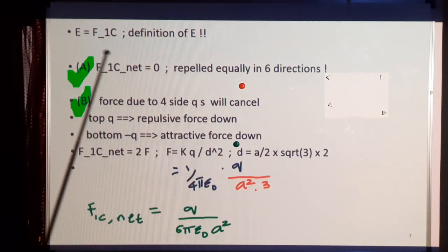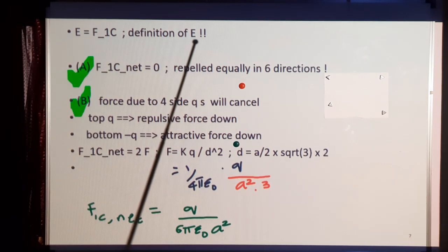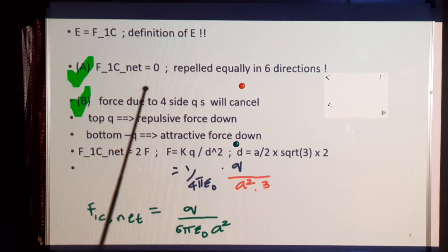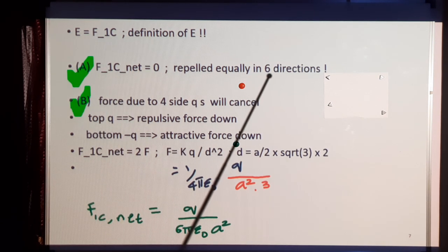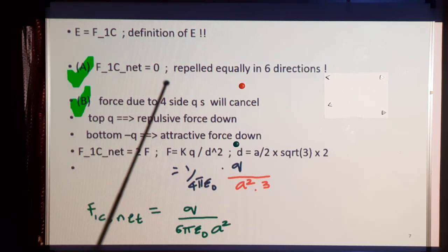So this is what I explained here. Electric field is the force on a 1 coulomb charge due to the source charge. This is the definition of the electric field. In option 1, all the 6 charges surrounding it are equal. So it will be repelled equally in all 6 directions, and all the 6 directions are equally spaced. So the net force will be 0.